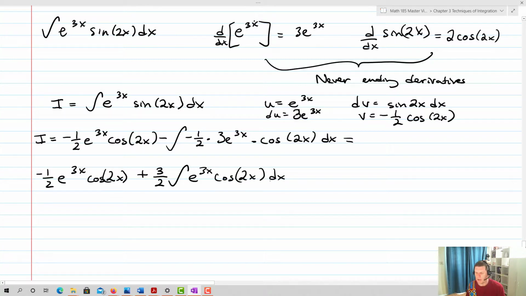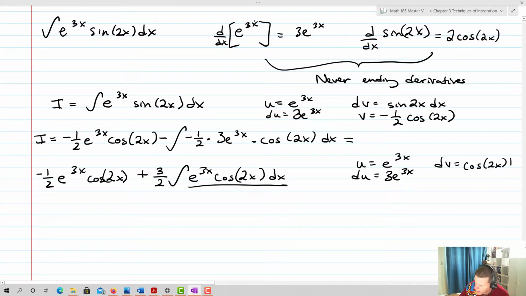Well, I'm going to have to use my integration by parts again in order to do this integration right here. So I'm going to let u equal e to the 3x again, and we'll have du equal 3e to the 3x. So dv is going to equal cosine of 2x dx, and v will then equal 1 half sine of 2x.